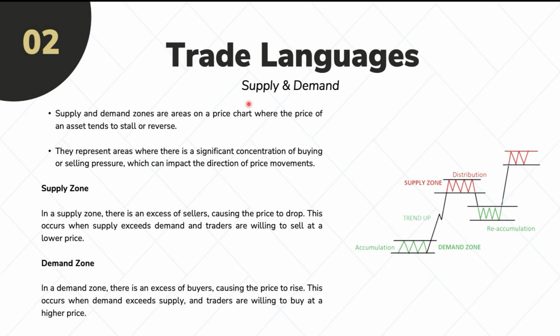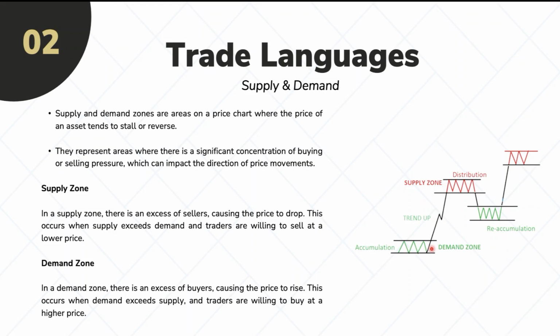The second language you can speak is supply and demand. And supply and demand zones are areas on a price chart where the price of an asset tends to stall or reverse. They represent areas where there's a significant concentration of buying or selling pressure, which can impact the direction of price movements. This is a depiction of how that looks like.